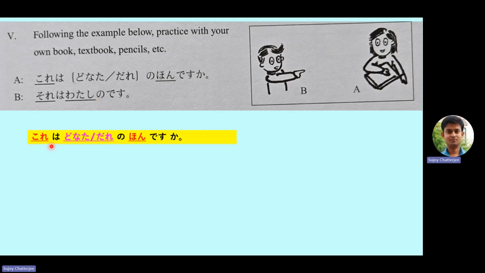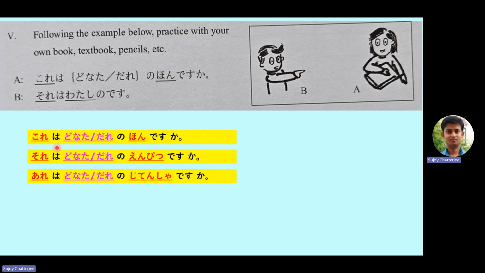Okay, so now let's do some more practice as the question demands. これはどなた or 誰の本ですか？それはどなた or 誰の鉛筆ですか？ Another question. あれはどなたの自転車ですか? Now jitensha, what is jitensha? Jitensha is bicycle. That means that one is whose bicycle. So これはどなたの本ですか? This book belongs to whom or this is whose book? それはどなたの鉛筆ですか? That one is whose pencil? あれはどなたの自転車ですか? That over there, that bicycle belongs to whom? These are the three questions.